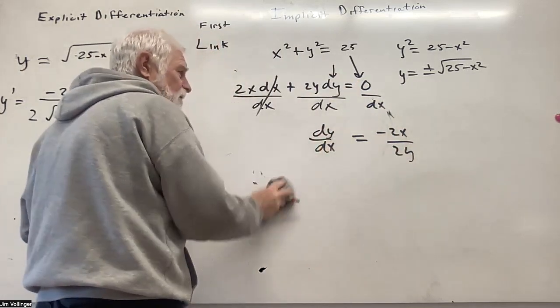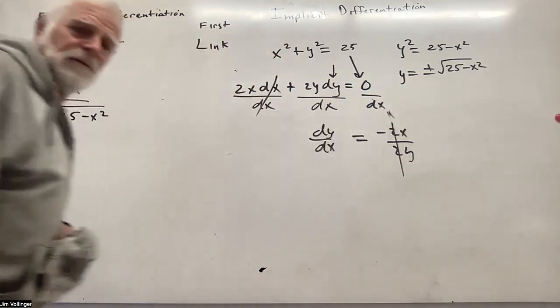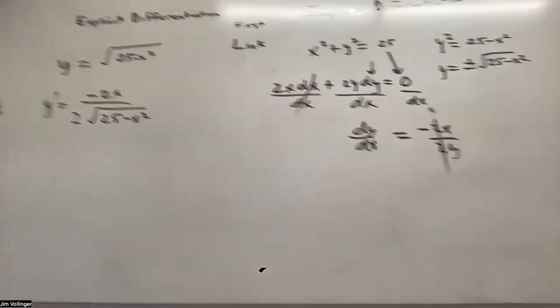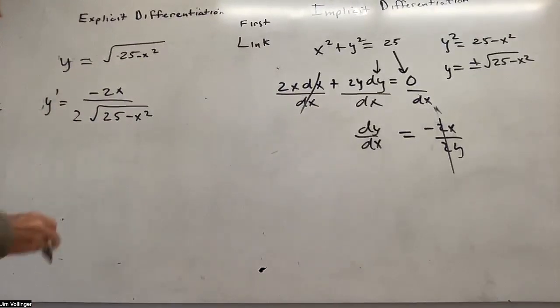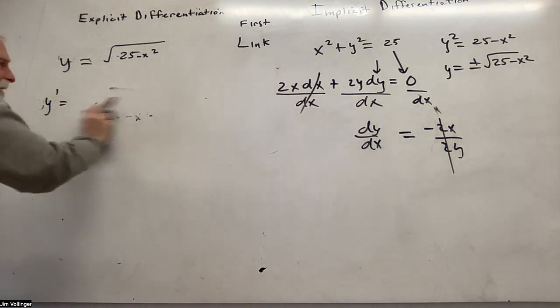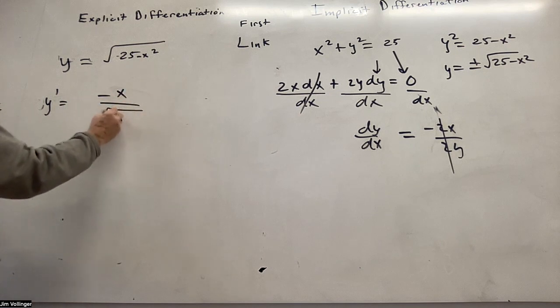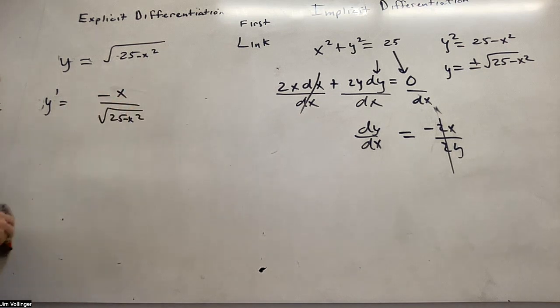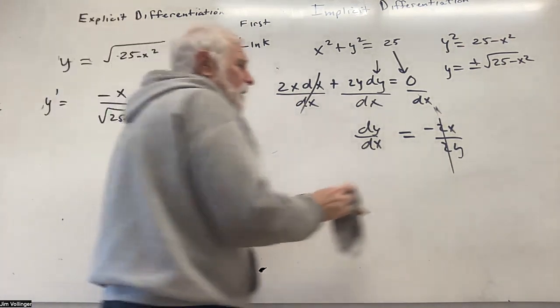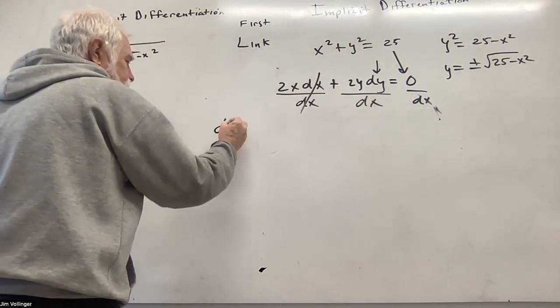All right, so let's do our linking now. Let's get rid of the 2's, the same way that I could have over here. Okay, so I'll use the eraser now. That gets me minus x over the square root of 25 minus x squared. And over here, I get minus x over y. So let's put them together.